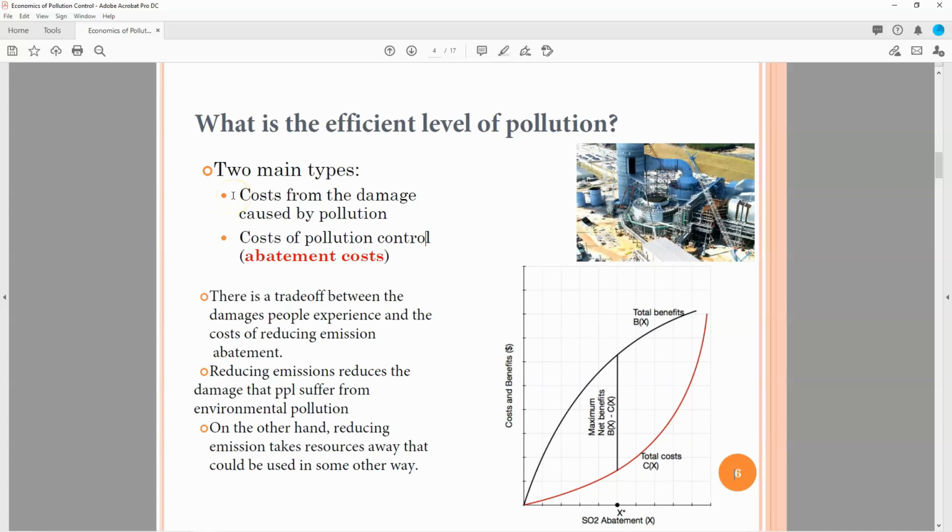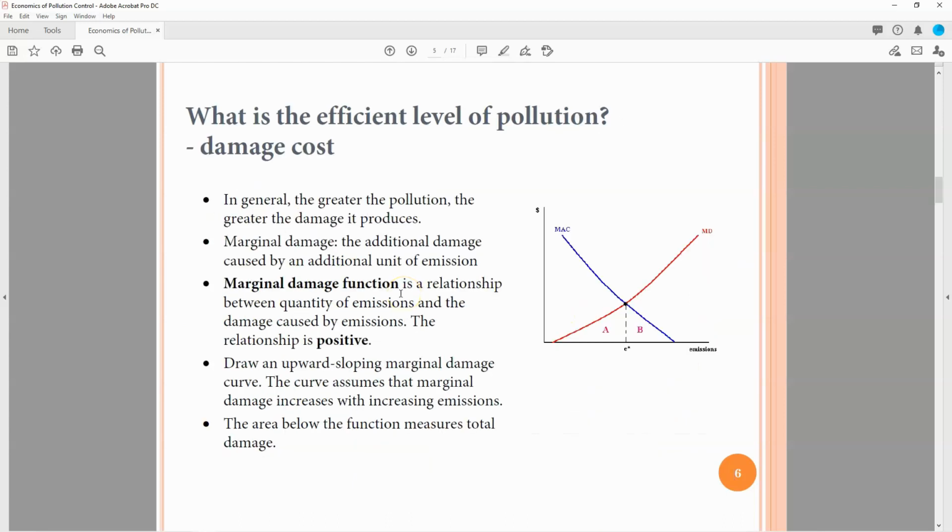So in this video, we will compare those two costs. First, the costs from damage caused by pollution. Second, the costs of pollution control. From the view of cost effectiveness, we need to minimize the sum of those two costs. We need to find a specific level of pollution to minimize the sum of damage costs and abatement costs.